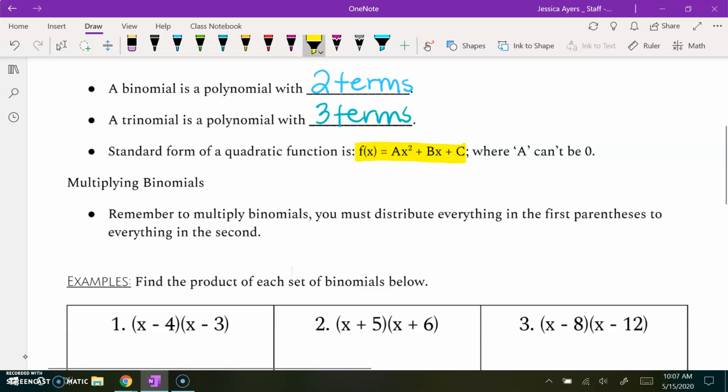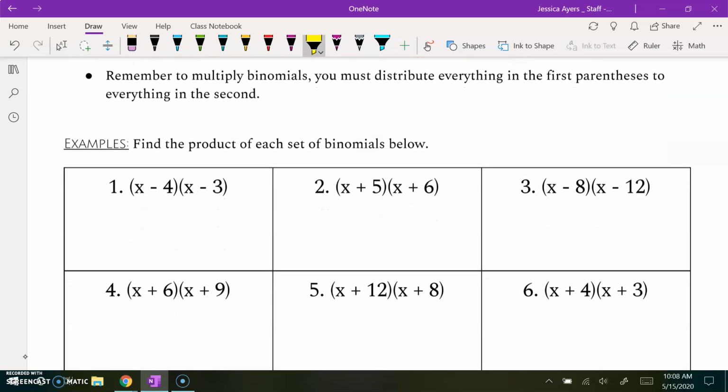So remembering back to multiplying binomials, you always want to remember to distribute everything in the first parentheses to everything in the second parentheses. So when we look at example 1 here, we're going to do x times x and get x squared. We're going to do x times negative 3 and get negative 3x. And then negative 4 times x and get negative 4x. And then negative 4 times negative 3, which will give us positive 12. Then we just combine our like terms. So we get x squared minus 7x plus 12.